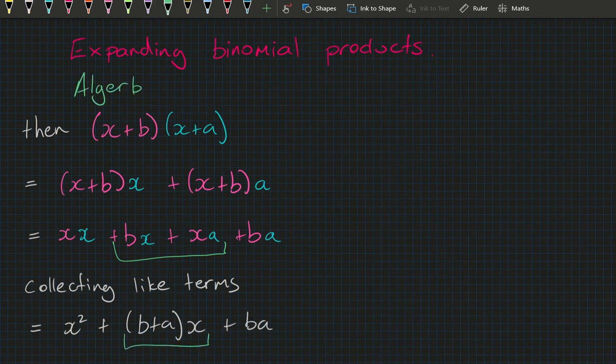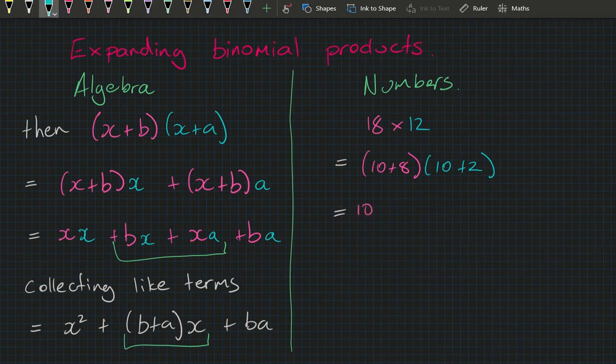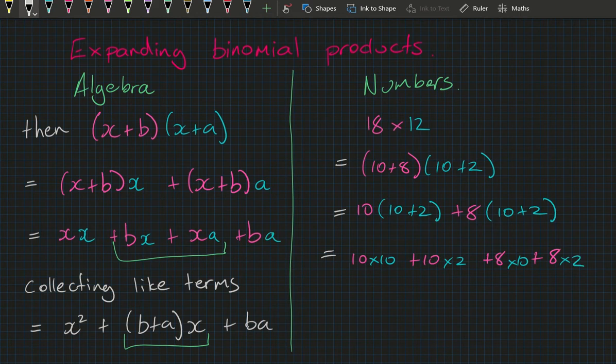Now this obviously is the algebra version, but there's also an analogy with numbers for this. Now 18 times 12 is actually 10 plus 8 times 10 plus 2. And to prove it doesn't matter which side I do it with, I'm going to expand the bracket on the left first, and then the one on the right. And once we figure out these multiplications, we're left with 100 plus 20 plus 80 plus 16, which is equal to 216. And once again, this represents a mental trick that we all do all the time.